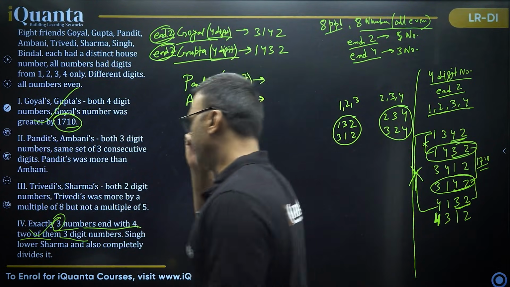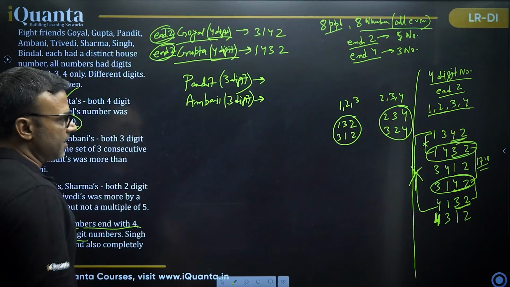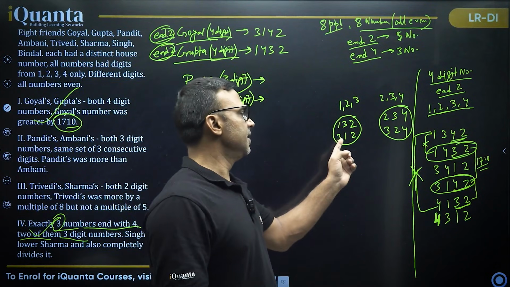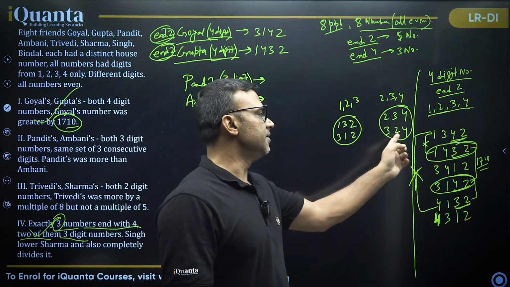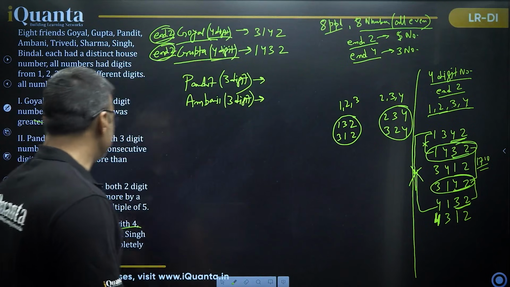Okay. Very good. Pandit was more than Ambani, that is clear. So, if this is the case, then this is Pandit, this is Ambani. If that is the case, then Pandit, Ambani. So, we keep it open.